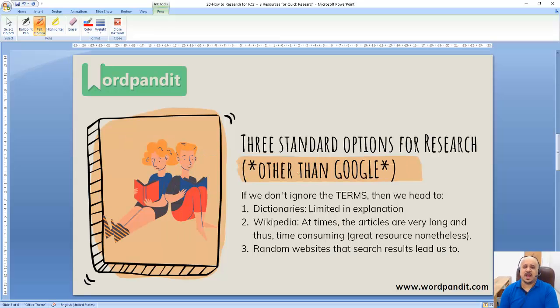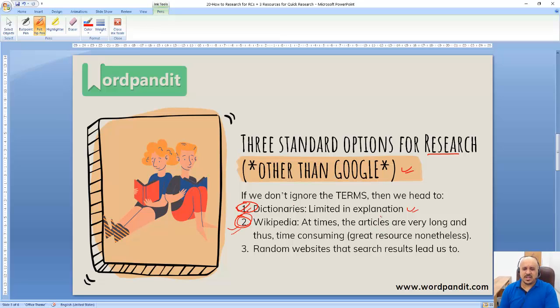Now, in general, our standard options for research are, obviously, Google, which is the most standard one, right? I think the word Google is now synonymous with searching anything. Instead of saying search, we say we Google things. Now, if we don't ignore these terms, what do we do in our standard protocol? We head over to Google. The first resource that we find when we type something into Google is either dictionary links which explain meanings for these terms, or a Wikipedia link, right? Either of these two.